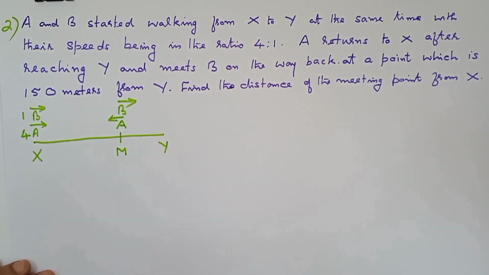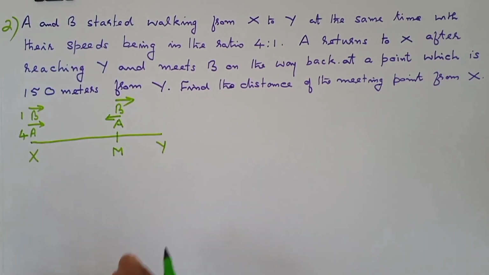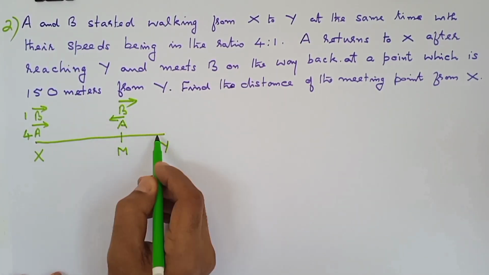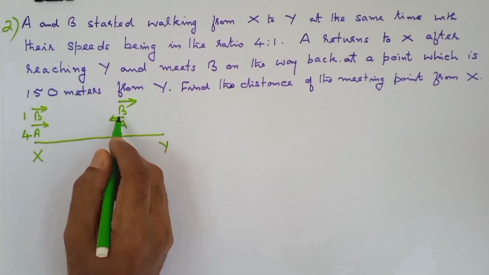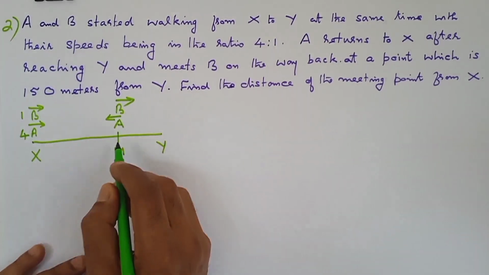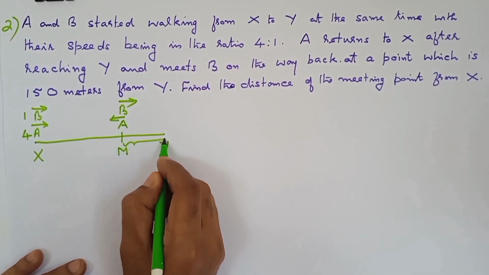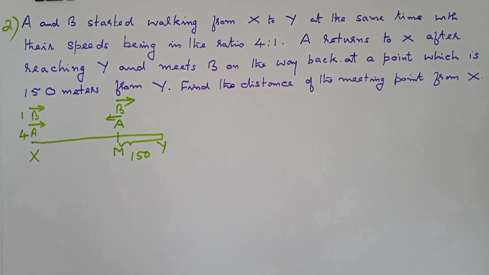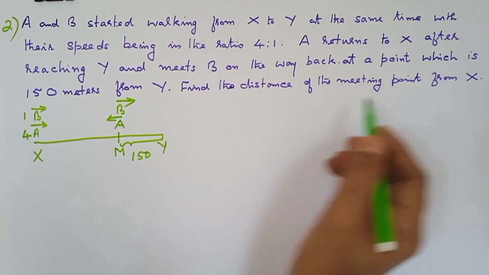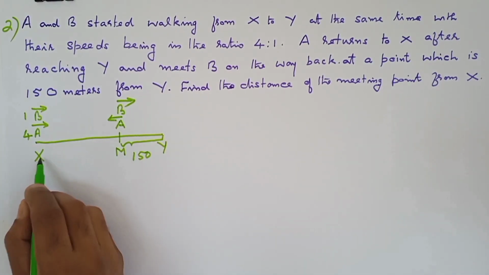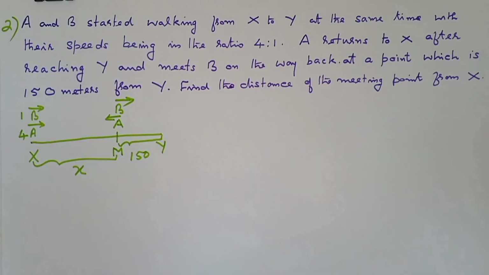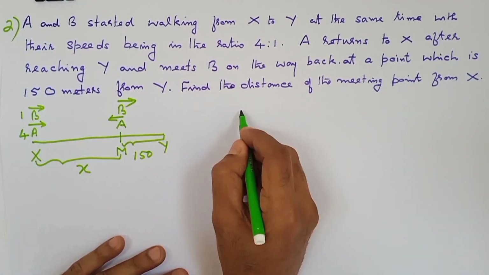A is in this direction. That will be the position because B hasn't reached here. B will continue to walk to this side. A is on the way back, so he will be walking to this side. And this distance is given in the problem. How much? 150 meters. We are asked to find out the distance of the meeting point, which is M, from X. That means this one. Let it be x. Now let's come to the basic result in time and distance.